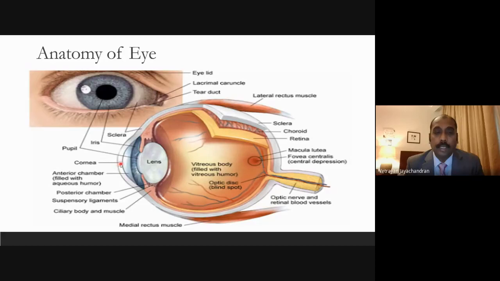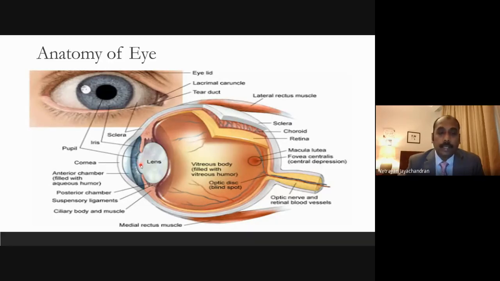Behind the cornea, you can see the anterior chamber. This anterior chamber is filled with liquid, which we call aqueous humor. After the anterior chamber, you can see the iris. The iris is the outer layer structure which surrounds the pupil. And we have the pupil.